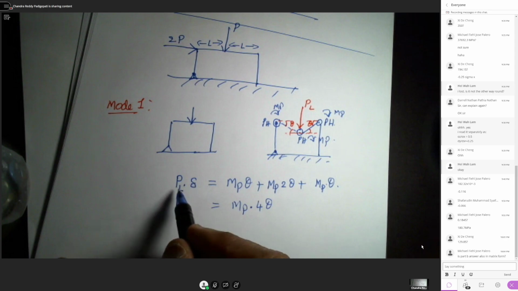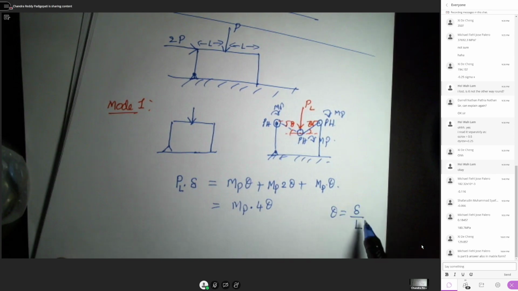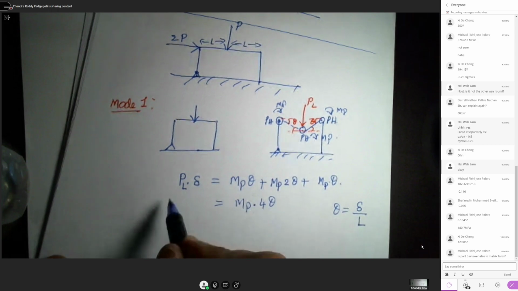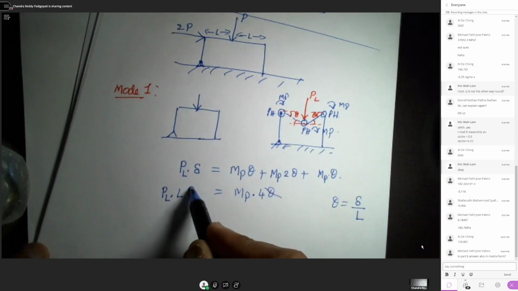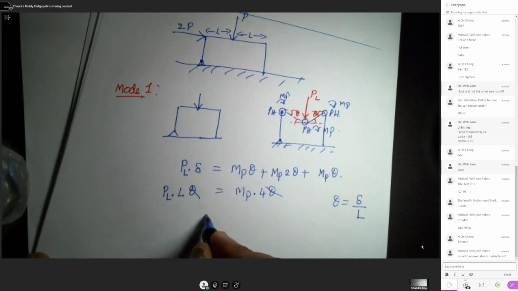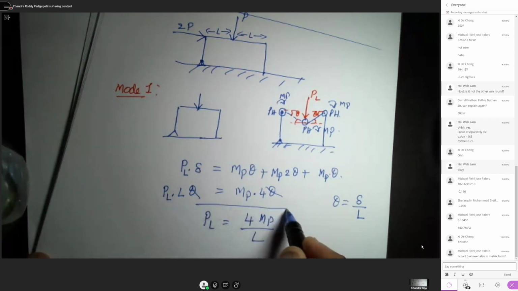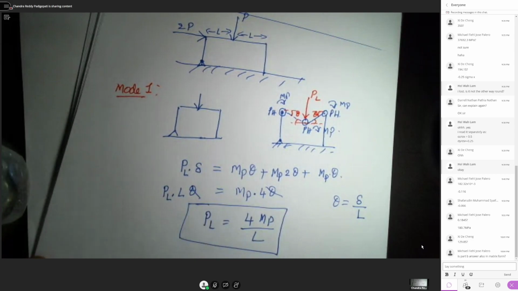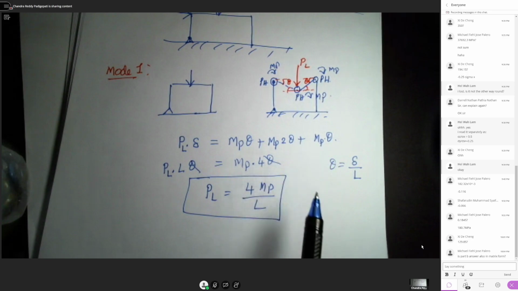We can replace theta with delta over L, so delta can be replaced with L into theta. So we can write PL into L into theta, and theta, theta you can cancel. Therefore the plastic load you can write as 4 MP over L. So this is the plastic load for mode 1, the collapse mode 1.